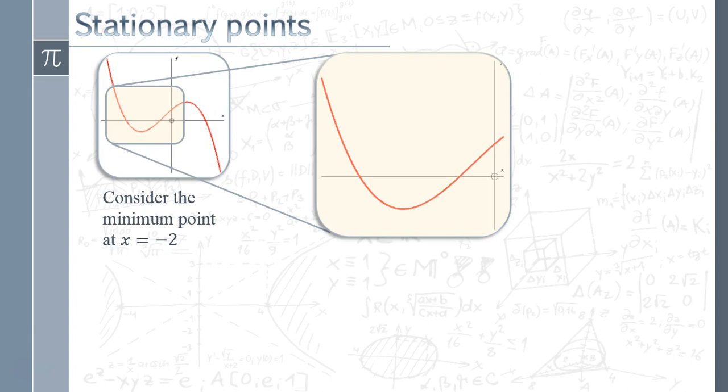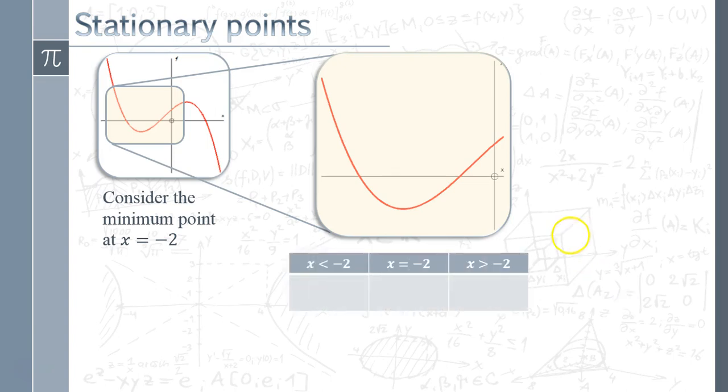And if we have a look at what's going on with that curve, well, the gradient, just slightly to the left of minus 2, all along here, we have got a negative gradient, so dy/dx is negative. We know that at our minimum point, when x is minus 2, the gradient is 0. And if we go after, i.e. x is greater than minus 2, we've got a positive gradient.